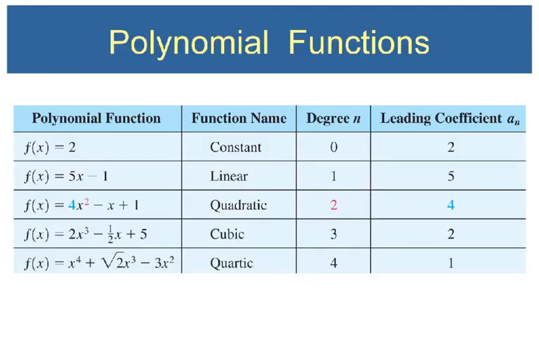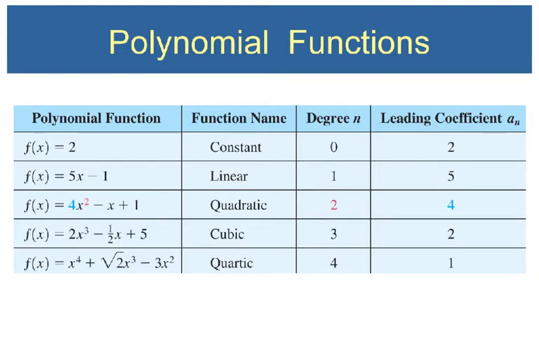Here are some examples of polynomial functions. We start out with the constant, so f of x equals just some number. Then we go to the linear equation: f of x equals 5x minus 1. That's an example of a linear function. We've looked at linear functions before, and we've also looked at some quadratic functions in the previous chapter when we went to graph some. But here is a quadratic function, where the value of our degree is 2.